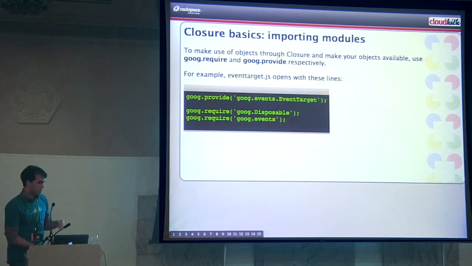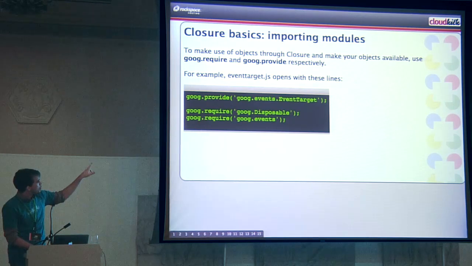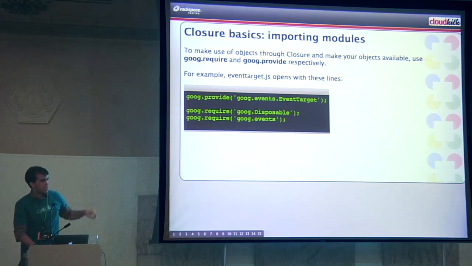So for example, the opening for the event target object that I talked about earlier opens with Goog Provide, and then it gives out in a string what its name is. Then Goog Require, and it takes the two things that then get incorporated in during the file.